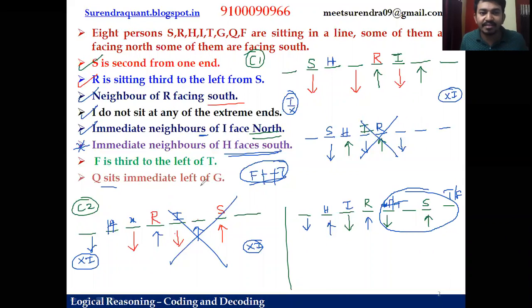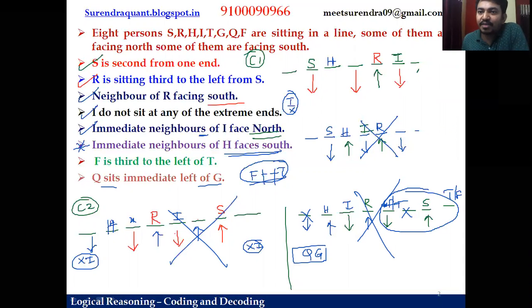You have Q is immediate left of G, right? So if Q is immediate left of G, there are 2 consecutive places. But in this diagram, unfortunately, this place and this place are left. You cannot place Q as immediate left of G. So that means you can eliminate this also. I'm trying to explain in how many different ways you can eliminate the possibilities, friends. Right? So now the only possibility left is the first possibility, right?